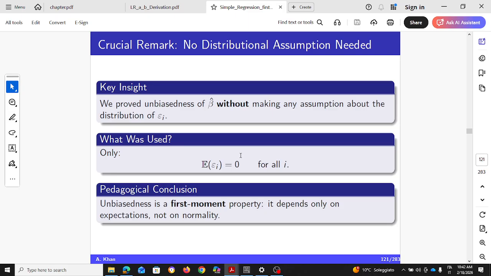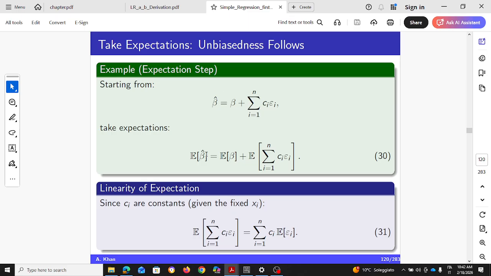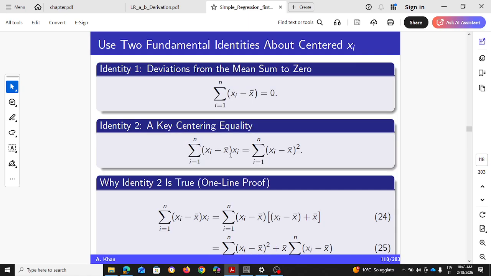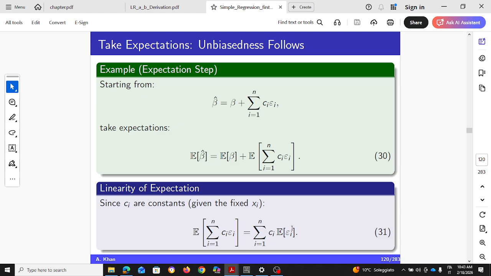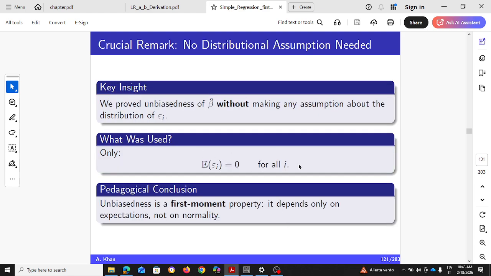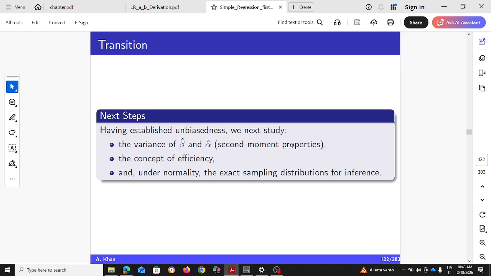So as a consequence we prove that this expectation equal to this does not depend on the normality assumption. Here we use just one assumption, and that assumption was the expectation of this term is equal to 0, okay. So for the slope we don't need normality in a sense, okay.